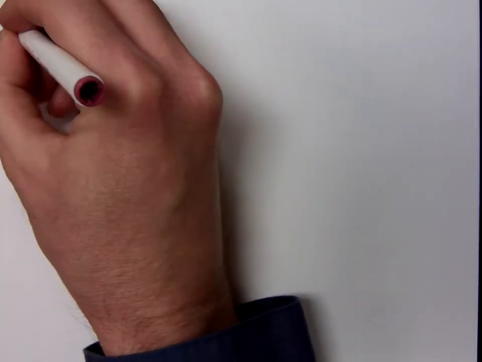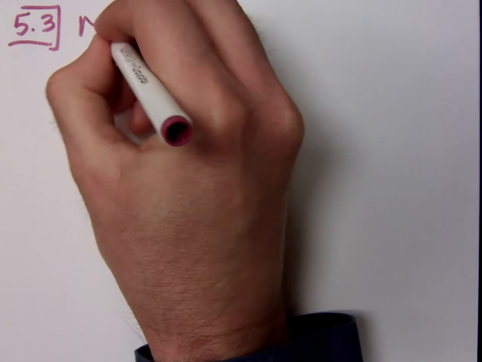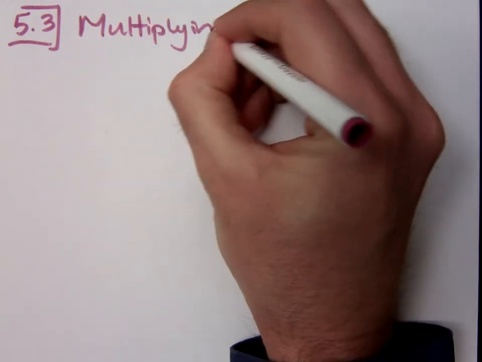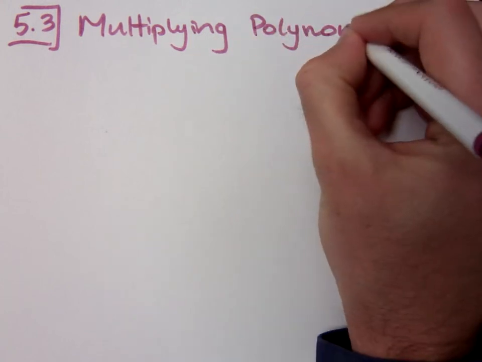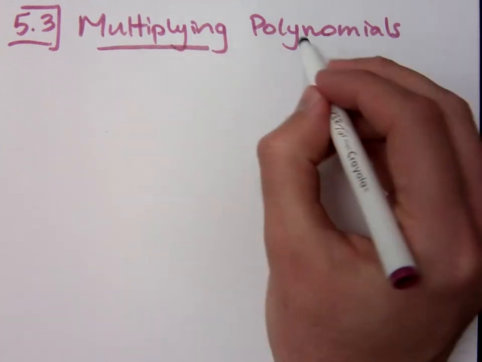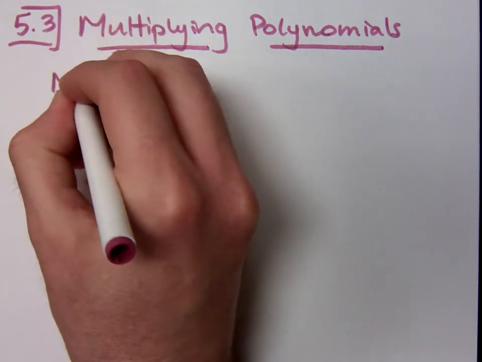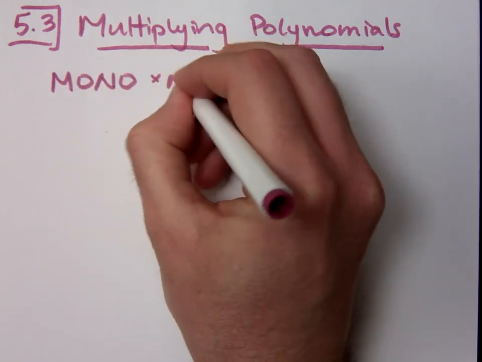In this next section, section 5.3, we're going to be focusing, and this is what we're doing almost all of today, on just multiplying polynomials. Multiplying polynomials. Okay. We're going to start with the basics, and we're just going to keep adding to it and making it more and more complex.